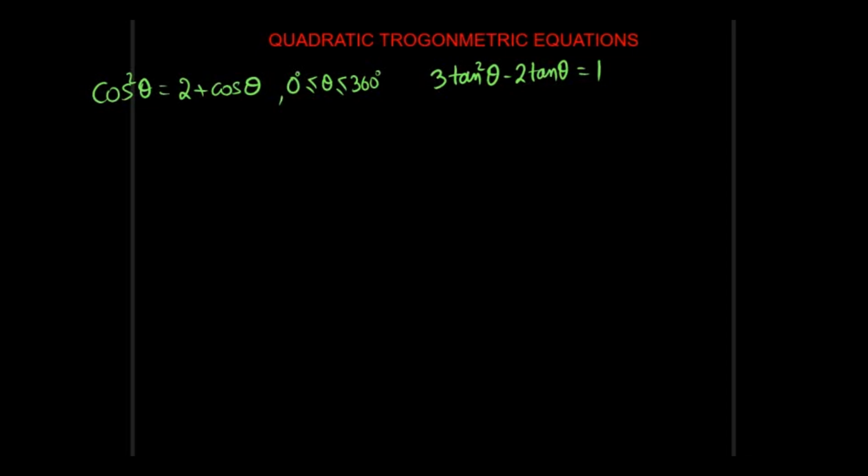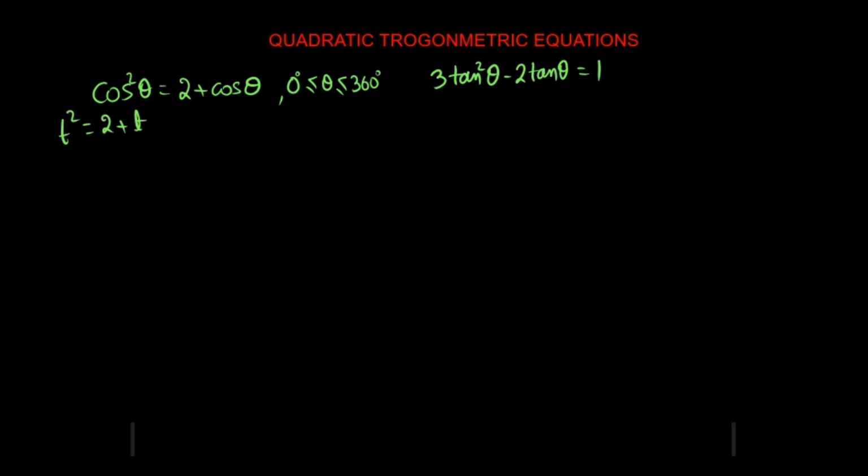The easiest way to solve a trigonometric quadratic equation is to convert it into the standard quadratic form. Here we have cos squared theta equals 2 plus cos theta. Well, this looks a bit complicated, but if we have something like this, t squared equals 2 plus t, this looks like a quadratic form and we are familiar with this. So let's try to convert our original equation in this form.